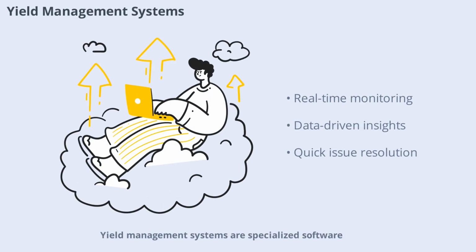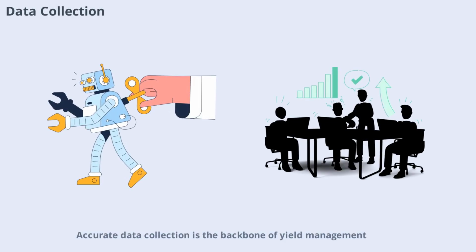Yield management systems are specialized software and hardware tools designed to monitor, analyze, and improve yield throughout the manufacturing process. These systems collect data from various stages, flag anomalies, and provide actionable insights. By integrating real-time monitoring with historical analysis, yield management systems empower engineers to make informed decisions and quickly address issues before they escalate.